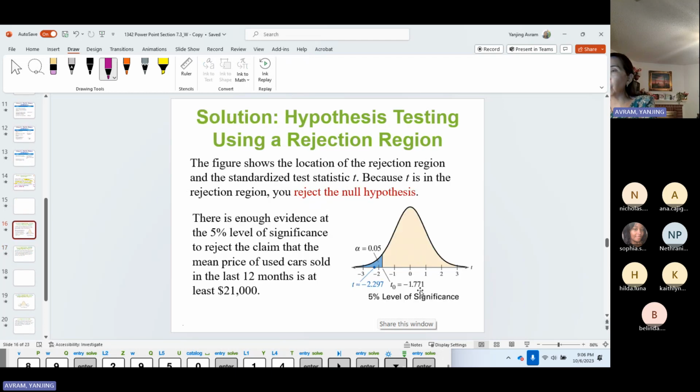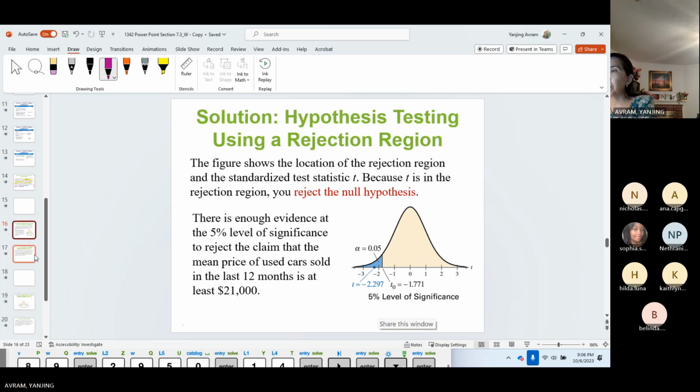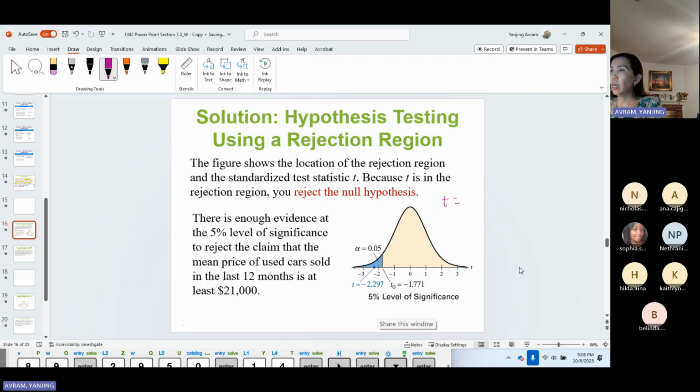That is this one. This is just a little bit of explanation. If you do it by hand, you will need to calculate your t-value. We have t equal to negative 2.297. If you don't find a p-value and instead use the critical region, you need the degrees of freedom, which is n minus 1, so 14 minus 1 is 13, and alpha is equal to 0.05.